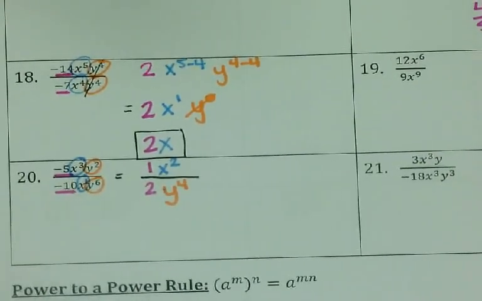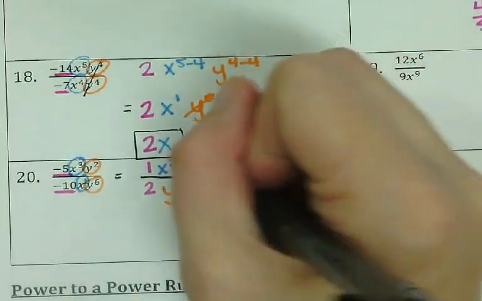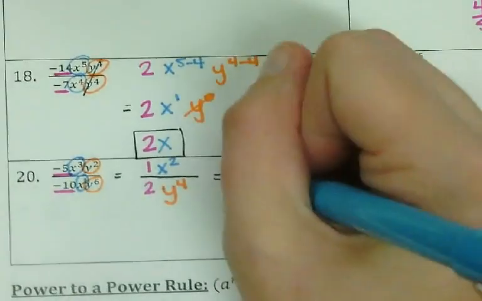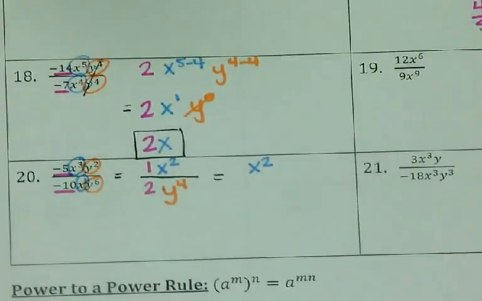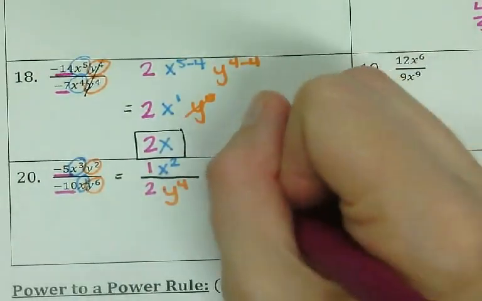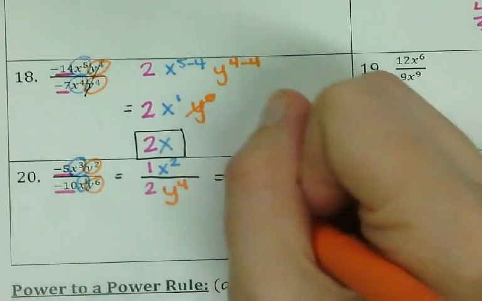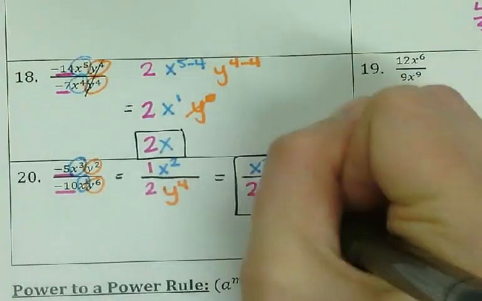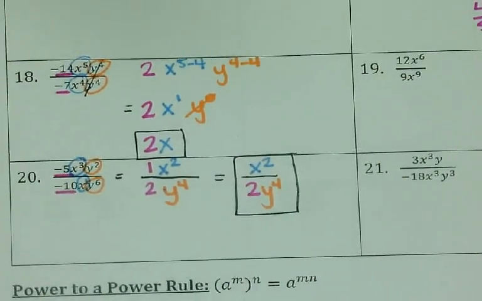4. So that right there will give us, now do I really need 1x squared or can I just write x squared? Let's just write x squared. X squared over 2y to the 4th. All right? X squared over 2y to the 4th.